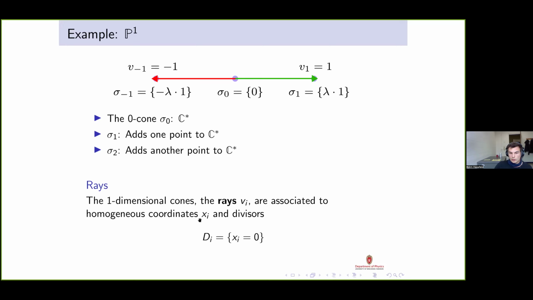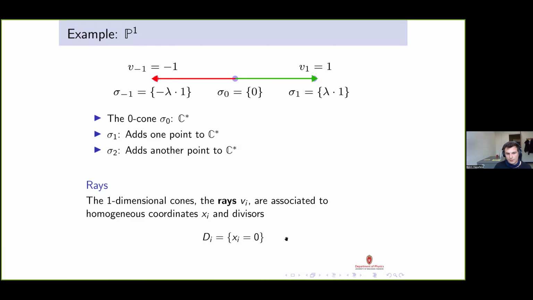Furthermore, to every coordinate, we can also associate a divisor by setting this coordinate to 0. Of course, this restricts to a codimension 1 subspace, which is a divisor, and everybody calls these divisors D sub i. And these are the most important objects in toric varieties.